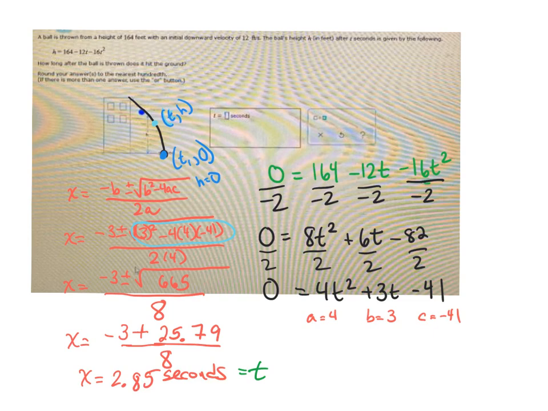If you want to check, a real easy check is take your equation, 164 minus 12, and plug in 2.85. It's not going to work out perfectly because we did some rounding, but if you put this in your calculator, you will get something that should be very, very close to 0 feet. And that's when it hits the ground.